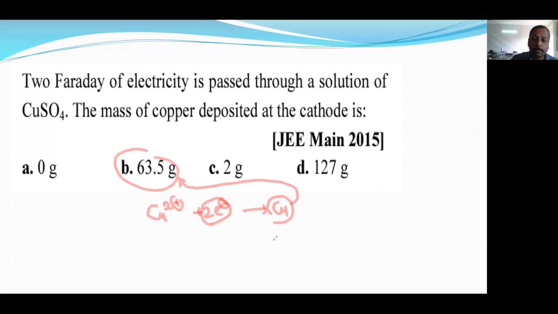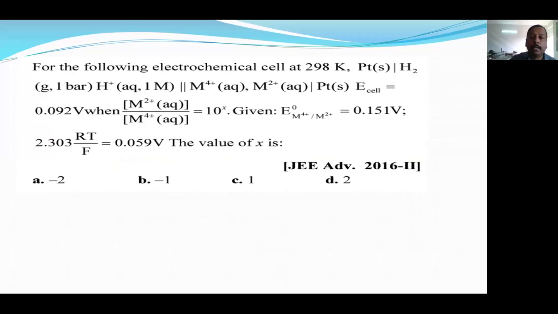Now let's see the next question. For the following electrochemical cell, Pt | H2 (1 bar) | H+ || M4+, M2+ | Pt. This is called a redox electrode, M4+, M2+. It is a redox electrode, and E naught cell is already given, but the X value you have to find out.